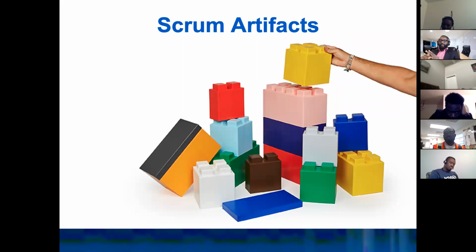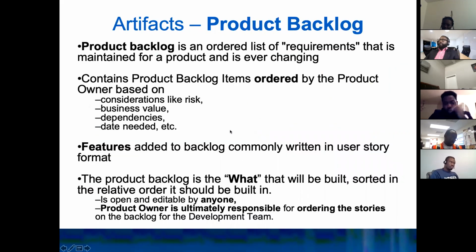The product increment. Okay. And also some old documentation is going to tell you that the burn-down chart is part of the artifacts. That's not correct. So the only three Scrum artifacts are the product backlog, the sprint backlog, and the product increment. Okay. So let's go ahead and talk about the product backlog.